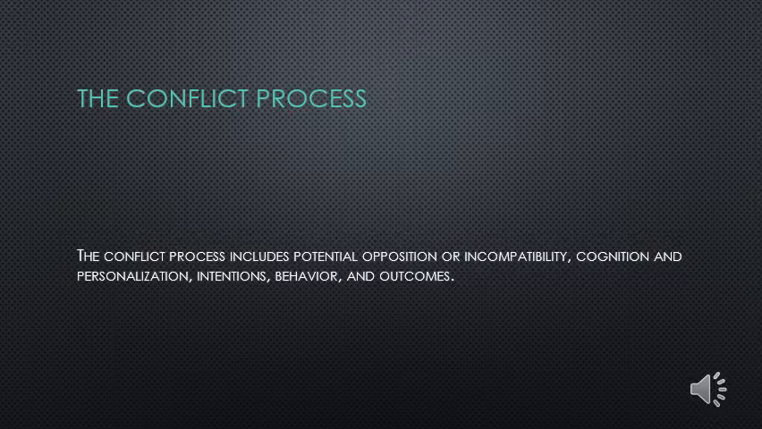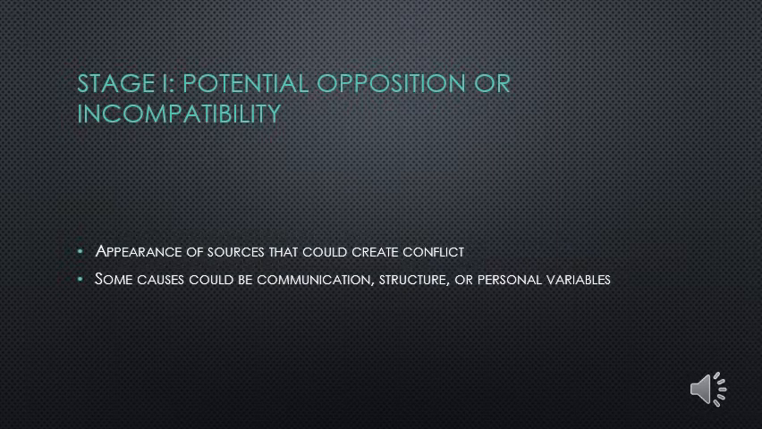The conflict process has 5 stages: potential opposition or incompatibility, cognition and personalization, intentions, behavior, and outcomes. Stage 1 is potential opposition or incompatibility. This includes the appearance of the conditions. This could be problems in communication, structure, or just personal variables. These conditions don't always need to lead to conflict, but it is necessary for one of them to be present for conflict to happen.